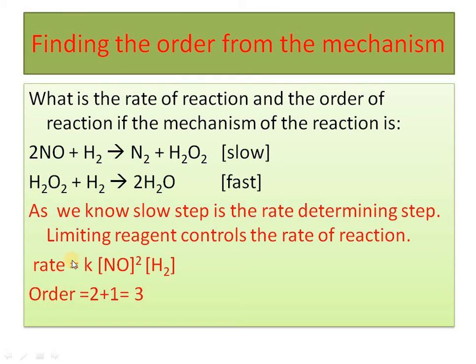So the rate of reaction will be rate = k [NO]^2 [H2]^1, so the overall order is 3. We are not taking the second equation. Why? Because if the first equation does not complete, then how will the second form? As soon as N2 is formed, only then will H2O2 be formed, and only then will the further reaction take place. This is the meaning.